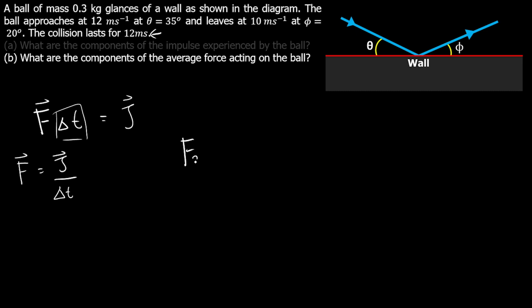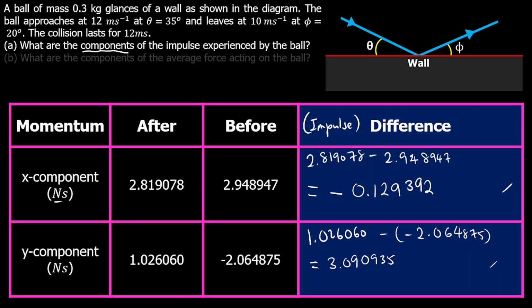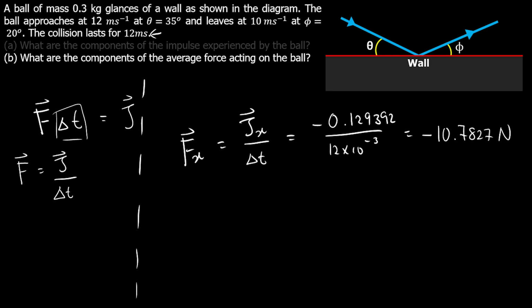Okay? So we can always just break this down into, again, x and y components. Our Fx component is going to be our Jx component over delta t, and that is going to be, let's see, x component, which is negative 0.129392 over 12 times 10 to the power of negative 3, right? And we will yield negative 10.7827 Newton. That is in the x direction.